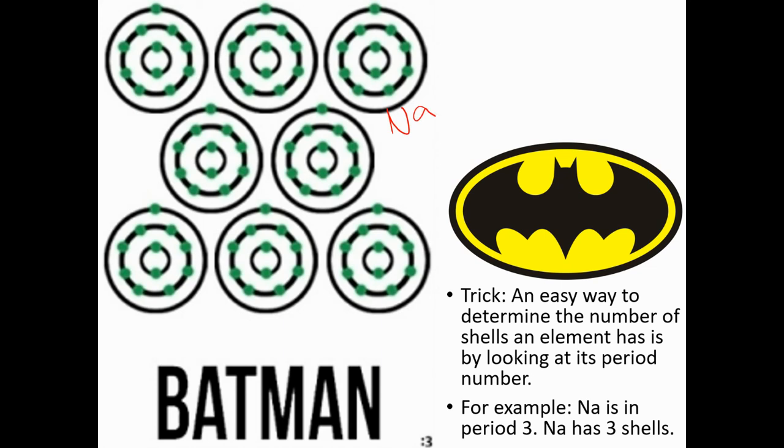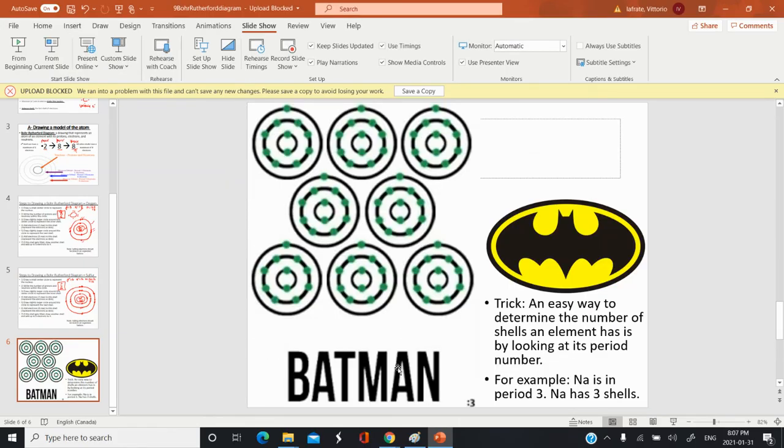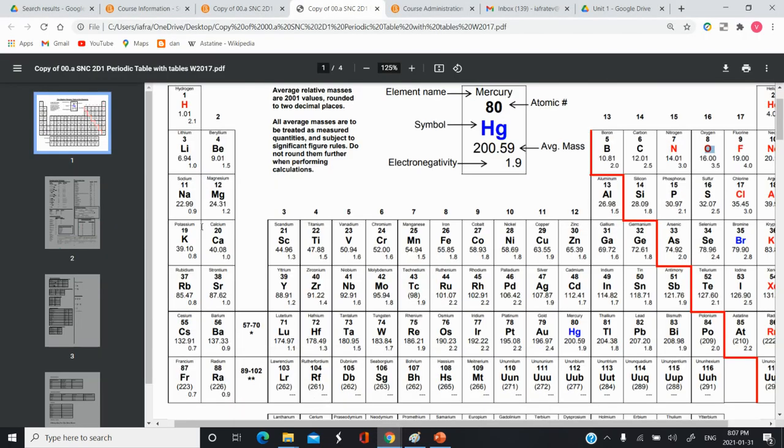How do we know this is sodium? Just to verify, we didn't draw the nucleus in, but there'd be a nucleus there. 1 shell, 2 shells, 3 shells. So this is the third period, 1 valence electron. So first group, third period, and we can take a look if that's sodium. So we said first group, third period, and that's sodium.